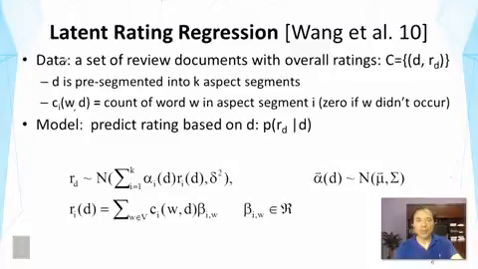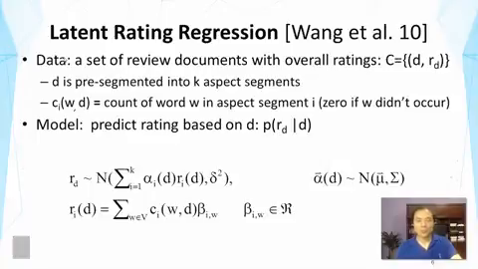So more formally, the data we are modeling here is a set of review documents with overall ratings, and each review document is denoted by d, and the overall rating is denoted by R sub d, and d is pre-segmented into k aspect segments, and we're going to use C sub i of w and d to denote the count of word w in aspect segment i. Of course, it's 0 if the word doesn't occur in the segment.